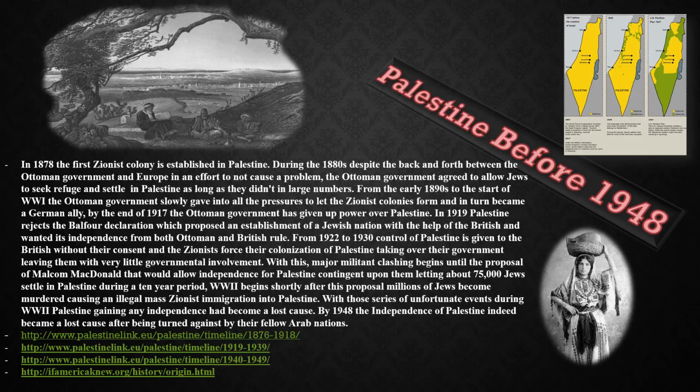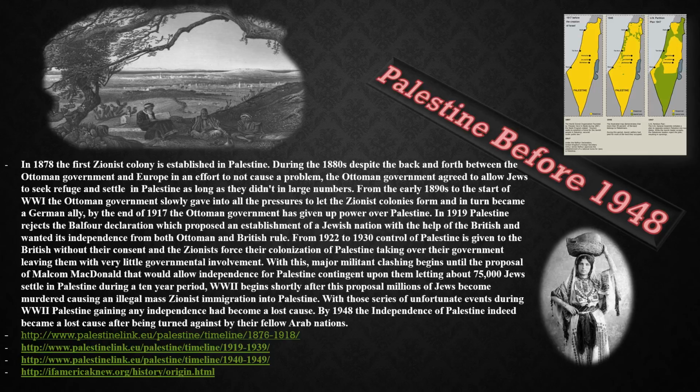In 1878, the first Zionist colony is established in Palestine. During the 1880s, despite the back and forth between the Ottoman government and Europe in an effort to not cause a problem, the Ottoman government agreed to allow Jews to seek refuge and settle in Palestine as long as they didn't in large numbers. From the early 1890s to the start of World War I, the Ottoman government slowly gave into all the pressures to let the Zionist colonies form and in turn became a German ally. By the end of 1917, the Ottoman government has given up power over Palestine.